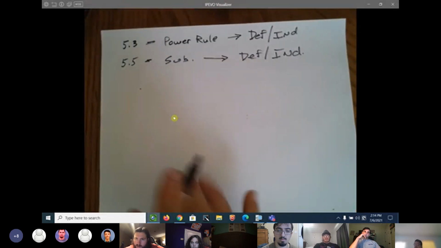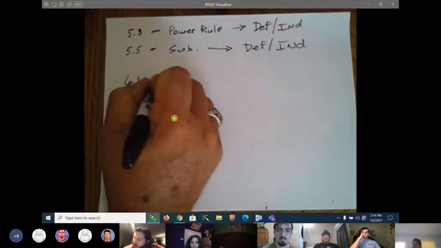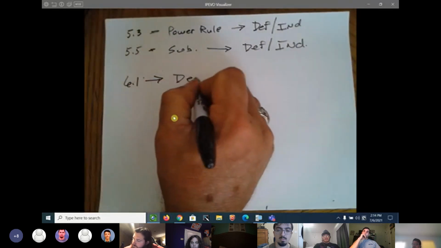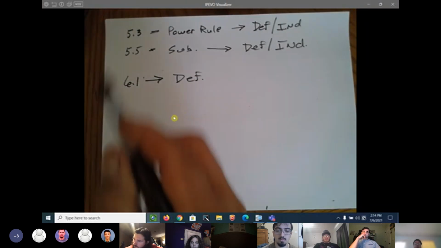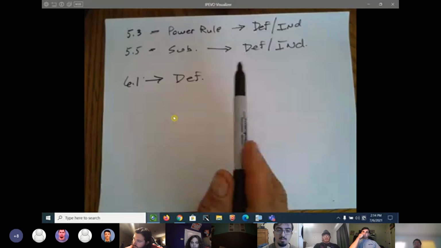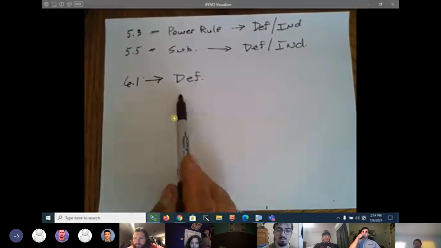Now, 6.1 basically is going to be definite. All right, so what I'm trying to tell you is these are the three most important sections. And if you can do these sections right here, you can do 6.1.